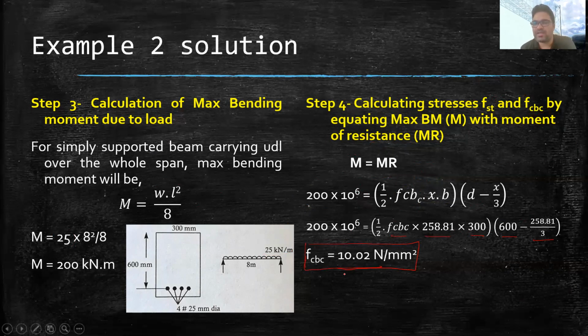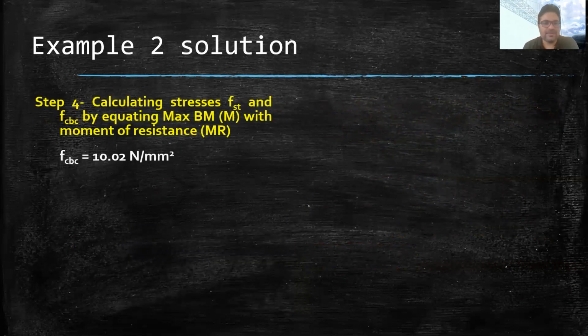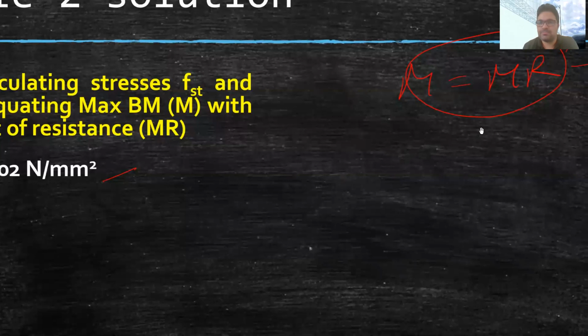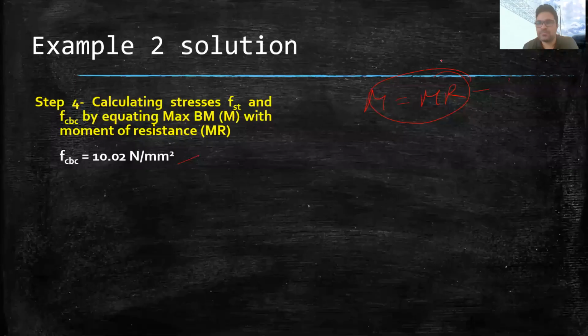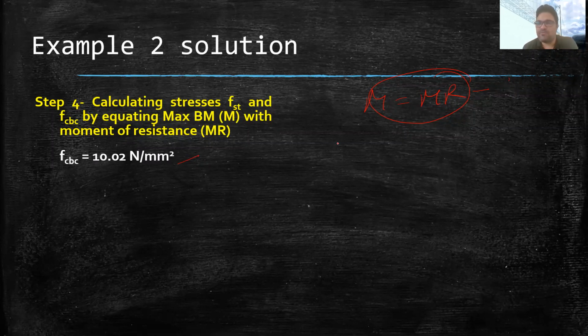Similarly, we can find out the actual stress of steel by replacing this formula from the steel side. As I have written here, FCBC value is this one. So stresses can be calculated in two ways. One way I have already shown you, by equating M with MR. So this is one way with which we can find out the stress. In this case, I have already explained this. Now we will see another way through which we can find out the stress.